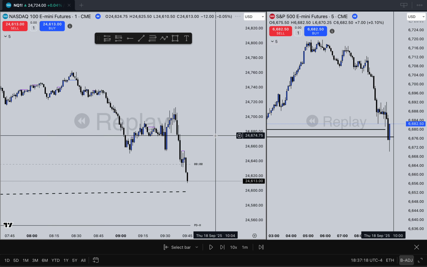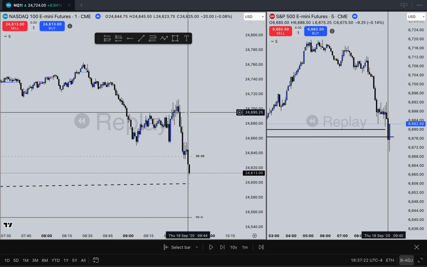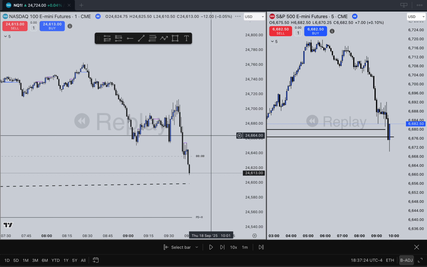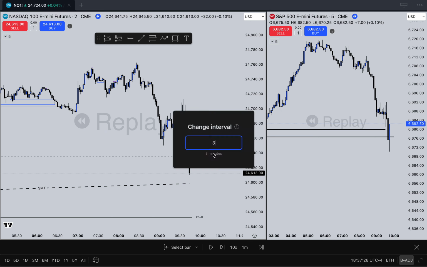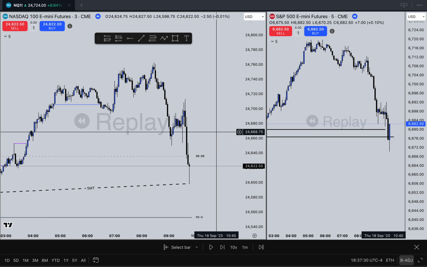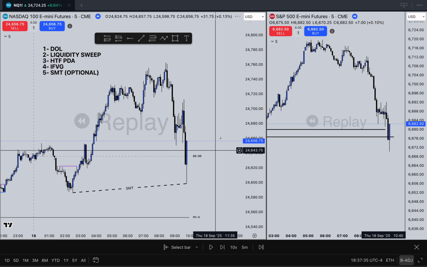So we'll start on the smallest time frame. Okay, well, we have 1 minute gaps above us here and here. We have a 2 minute gap above us. We have a 3 minute gap above us. We have a 4 minute gap above us. And we have a 5 minute gap above us.